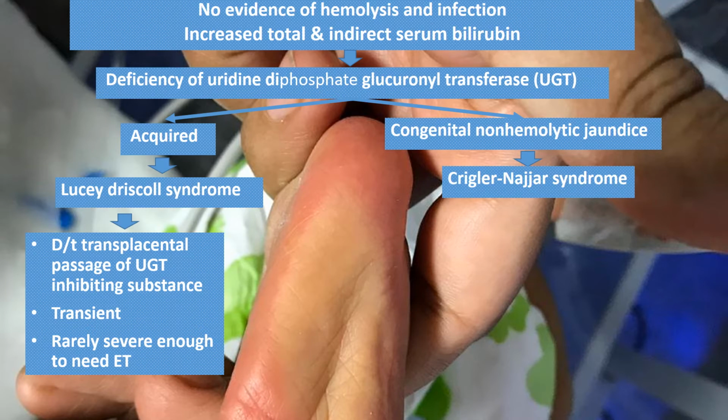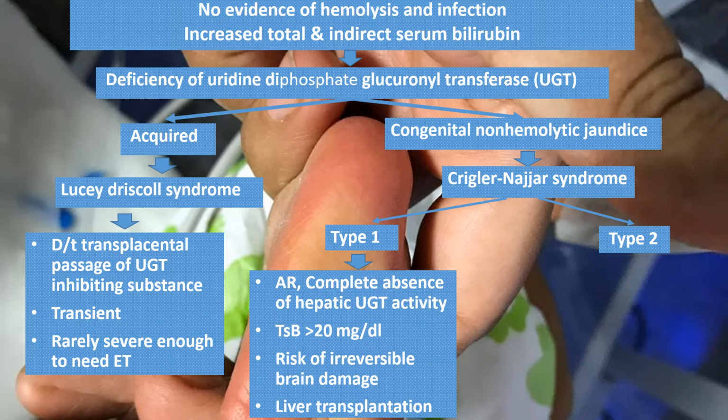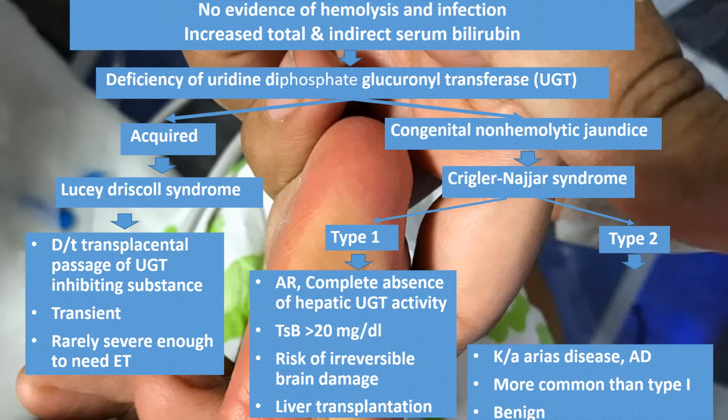And in congenital non-hemolytic jaundice, it is Crigler-Najjar syndrome. It is of two types, type 1 and type 2. Type 1 is autosomal recessive, and in this there is complete absence of hepatic UGT activity. And in this the total serum bilirubin is always more than 20 milligram per dl, and generally the newborn will need exchange transfusion, and there is risk of irreversible brain damage, and in this the treatment is liver transplantation.